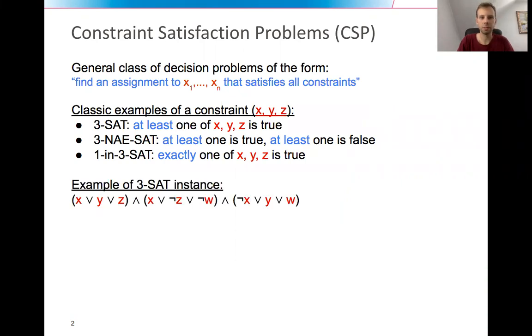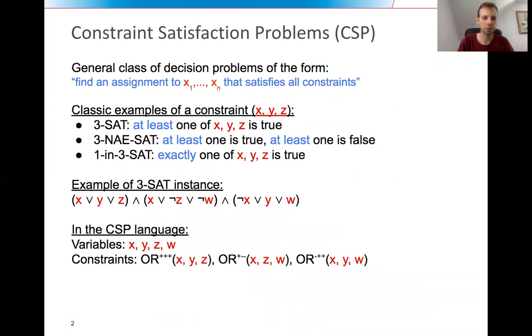An instance of 3-SAT might look like this. If we wanted to phrase it in terms of modern CSP language, we would say that we have variables x, y, z, w, and these three constraints. In general, we are not allowed to write a negation operator, so instead we can have several relations, for example OR plus minus minus, representing disjunction with second and third argument negated. In this talk, I'm going to focus on Boolean CSP, so the variables can take only two values, 0 and 1.